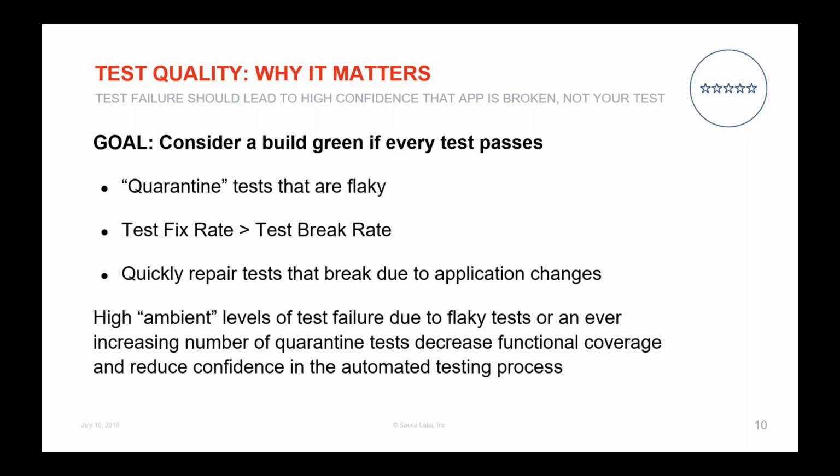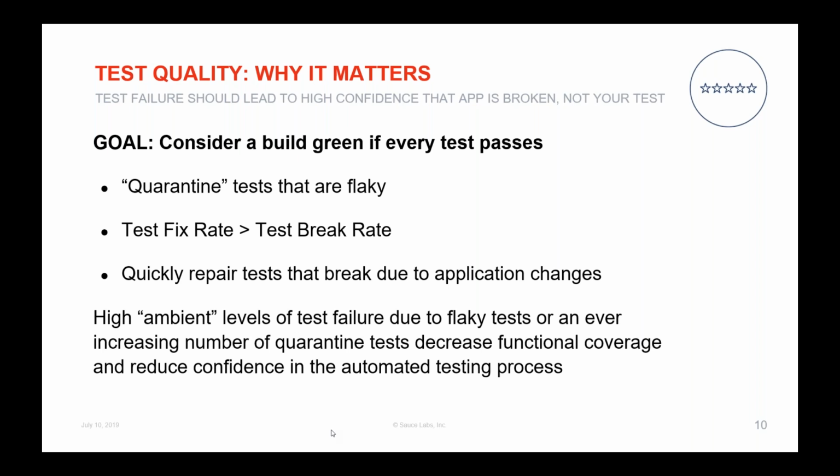Yeah, so this slide basically goes over what I was talking about. You want to be fixing tests at a rate that's higher than the rate at which they're breaking, and quarantining tests that are flaky. And that whole point about having a high ambient level, so to speak, of test failure decreases confidence in the whole process. Because if you run a build and you see 70% of the tests pass, you're like, really? And it's like, oh yeah, but that's normal. That doesn't engender confidence in the process as a whole, and it just leads to a reduction of confidence in the whole automated testing process.